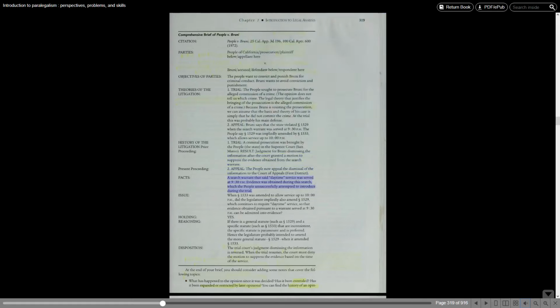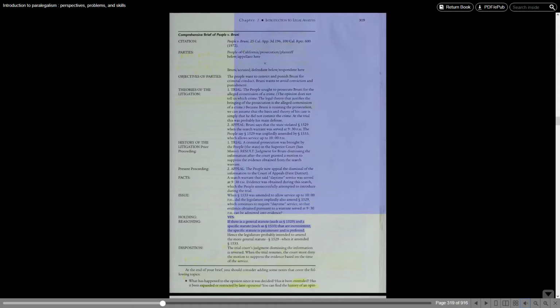A search warrant that said daytime service was served at 9:30 p.m. Evidence was obtained during this search, which the people unsuccessfully attempted to introduce during the trial. When 1533 was amended to allow service up to 10:00 p.m., did the legislature implicitly also amend 1529, which continues to require daytime service, so that evidence obtained pursuant to a warrant served at 9:30 p.m. can be admitted into evidence?